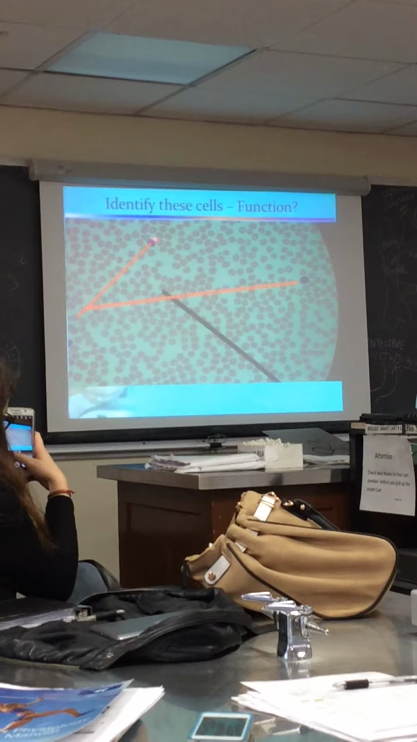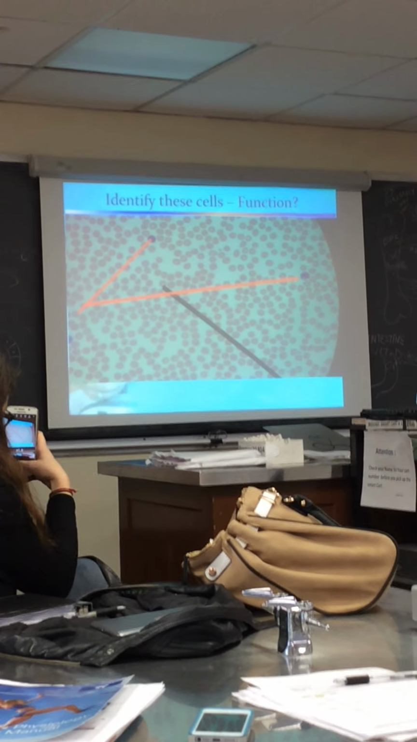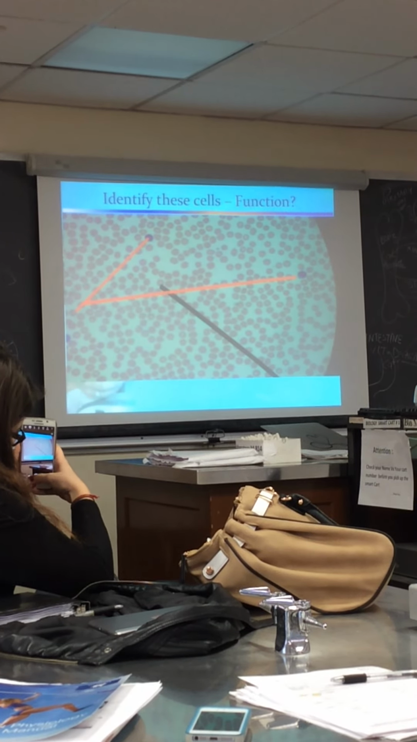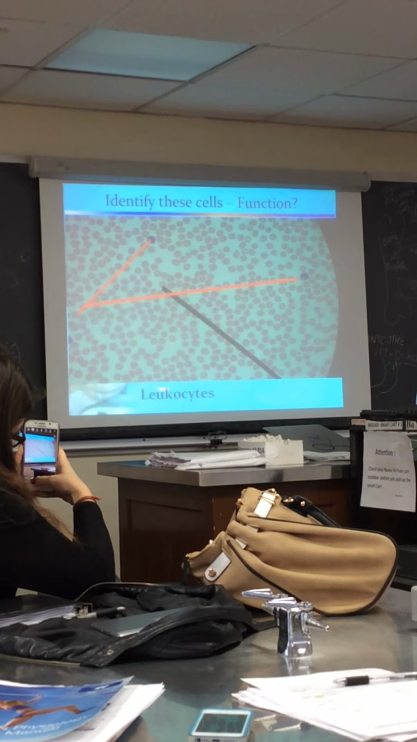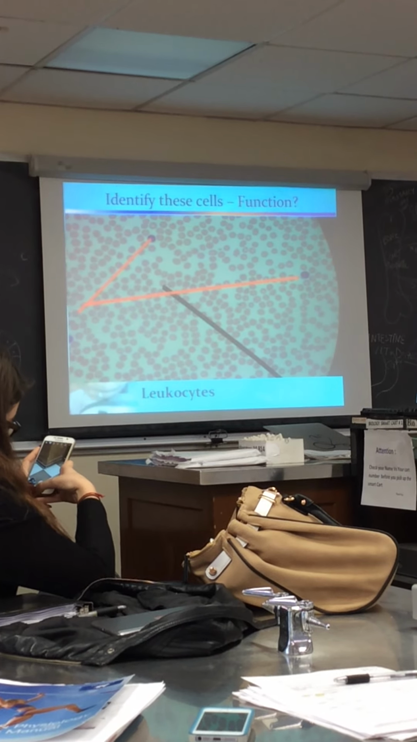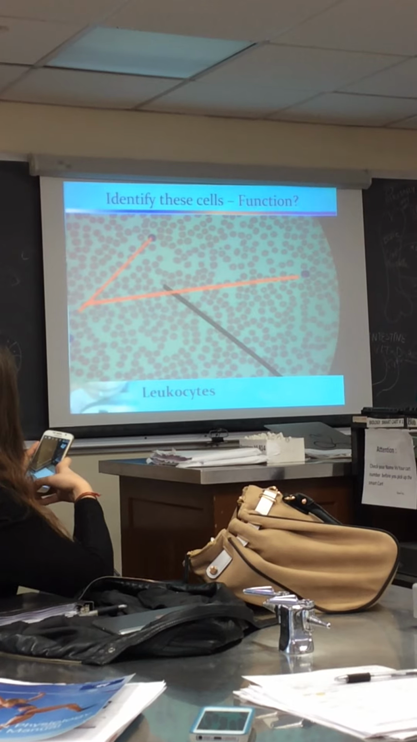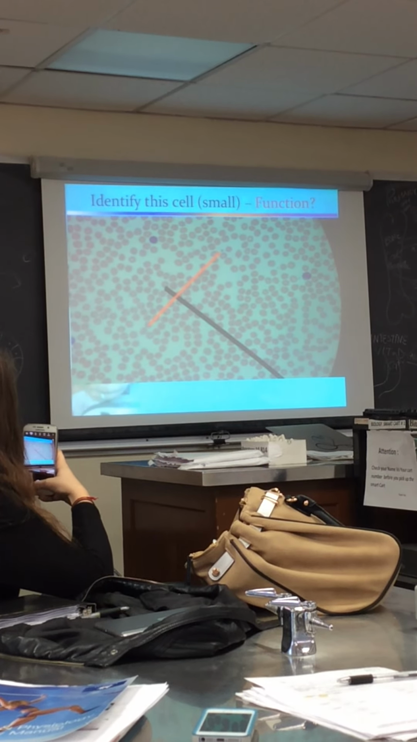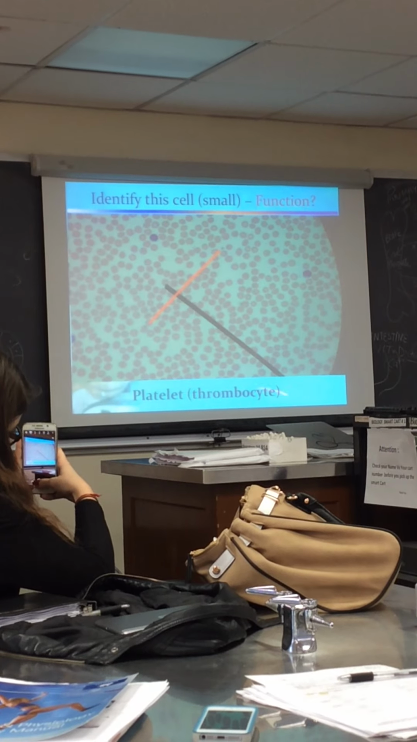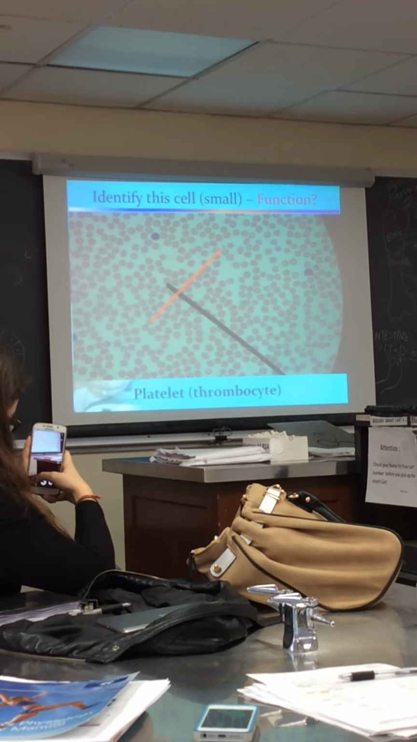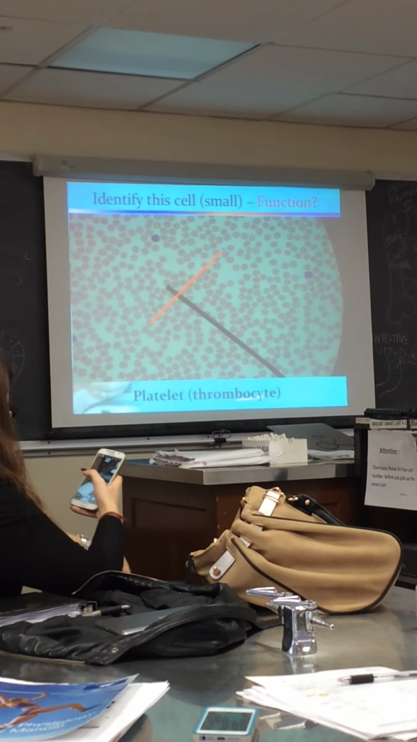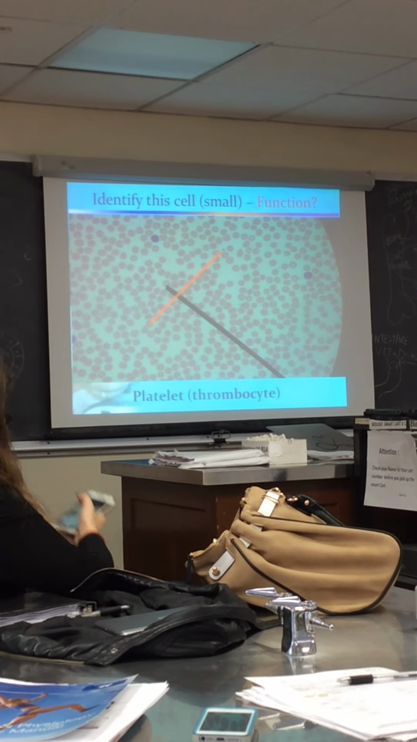All right, next cell. White cells, cells that are very purple, white blood cells. General function: immunity, fight infections, body defense. Leukocytes is the fancy name for white blood cells. If you say white blood cells, that's fine too. Third and last type of blood cell, very small, platelets, also called thrombocytes. Thrombocytes are the same thing as platelets. Main function: blood clotting. They form a thrombus, which is a blood clot.